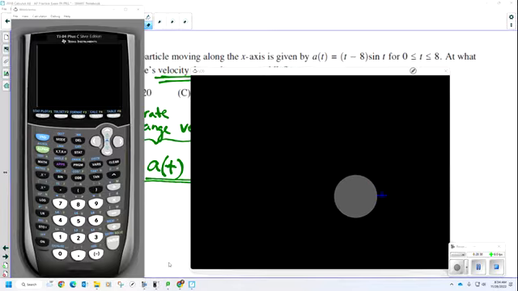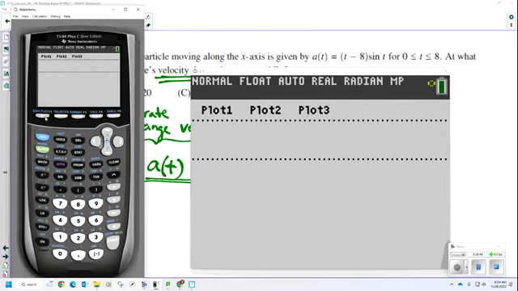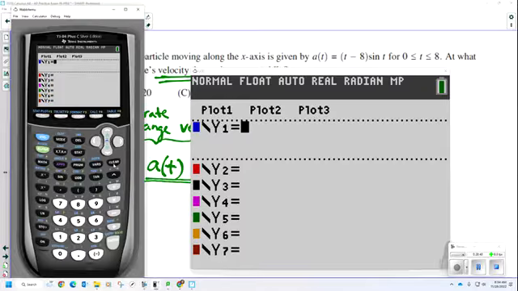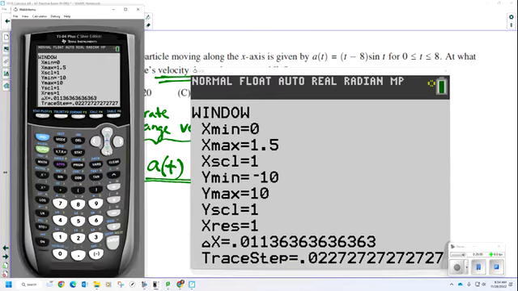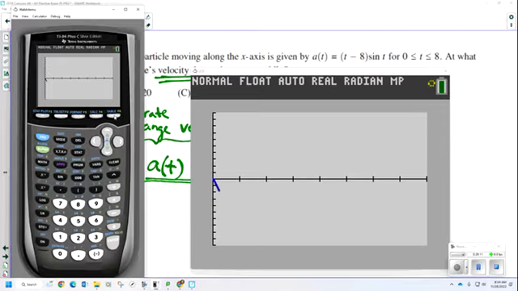Let's get rid of these. Turn this on. Now let's clear that out, even though, oh, that's a graph. Let's go here. Let's clear this out. And let's put in our acceleration function. We have x minus 8 sine of x. Again, we're using x instead of t. And my x-axis, I only care from 0 to 8, that interval they gave us. So I'm going to go to my window. I'm going to make it from 0 to 8. And let's graph this bad boy. Boom.